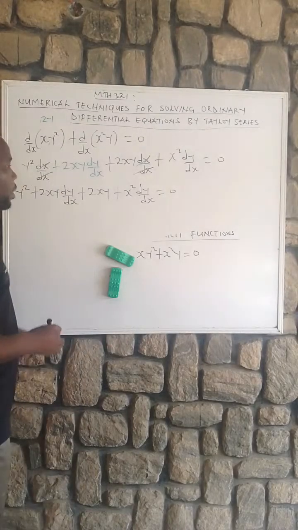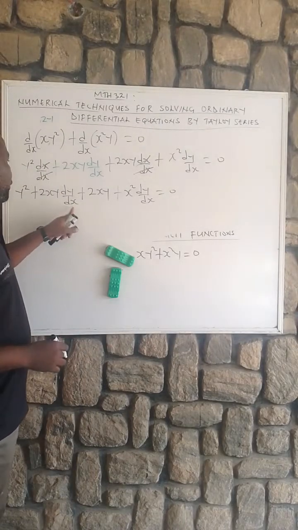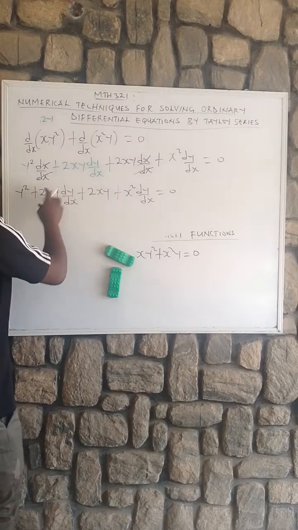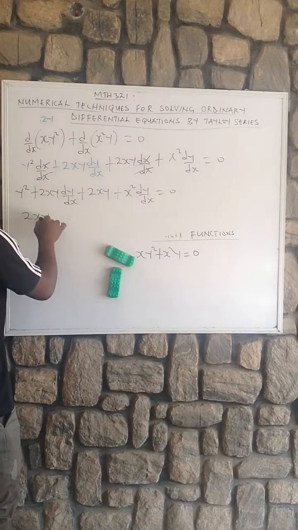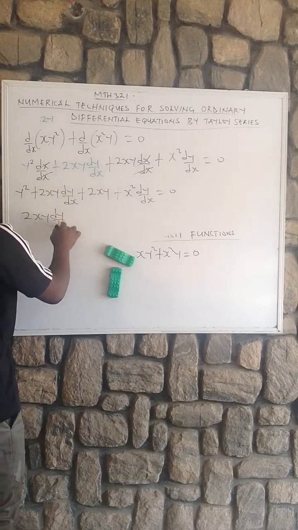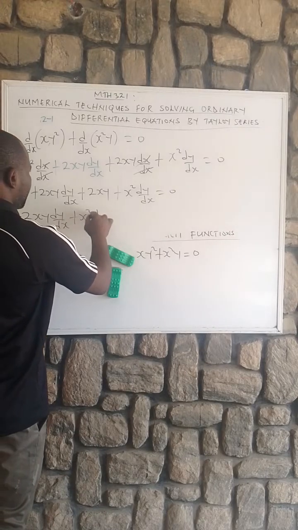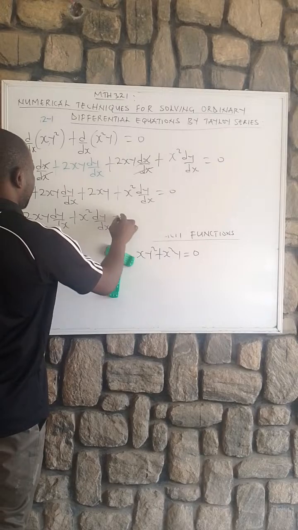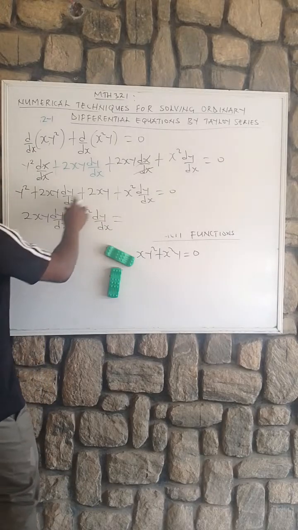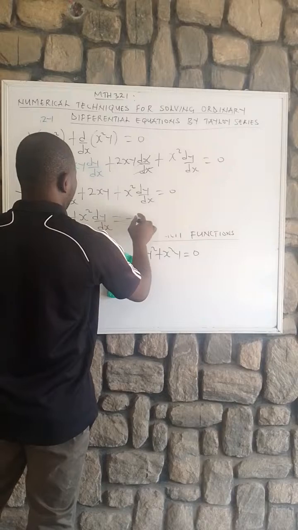Okay. So as you can see, we collect like terms. We have 2xy dy over dx plus x squared dy over dx equals to, if this crosses the equality sign, it becomes minus 2xy.